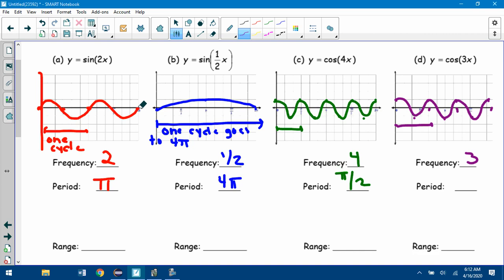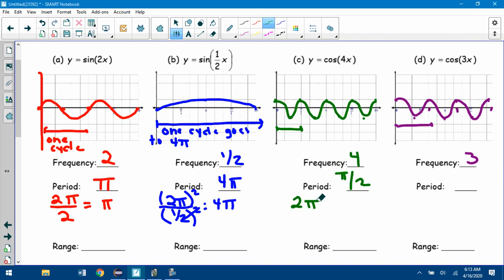You're taking a distance of 2 pi, where you're graphing everything, and you're dividing it by how many cycles there were. So if I have that distance of 2 pi, and I divide it by 2 cycles, that's how I get that my period is pi here. I can even do it with this blue one. If I take 2 pi, but divide it by half a cycle, it's a complex fraction, so if I multiply top and bottom by 2, we get 4 pi. Here, if I take my 2 pi and divide it up into 4 cycles, we get pi over 2.